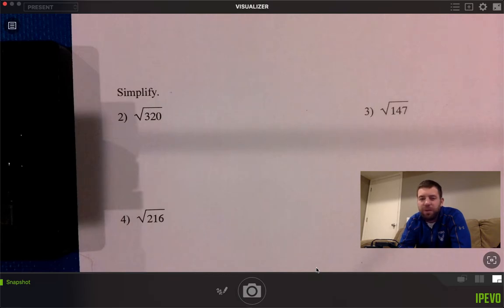So let's look at radical 320. That's not a perfect square. There's no perfect square number that goes into that, at least I don't know of one. So we ask, is there a perfect square that I know goes into 320? I know that 16 goes into 320, so 16 times 20 is 320.